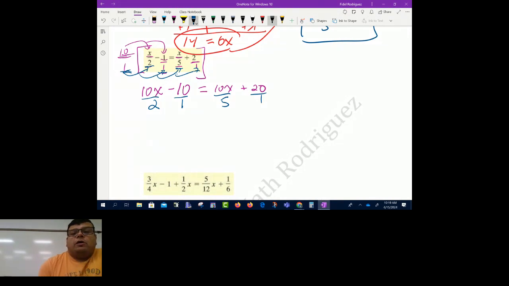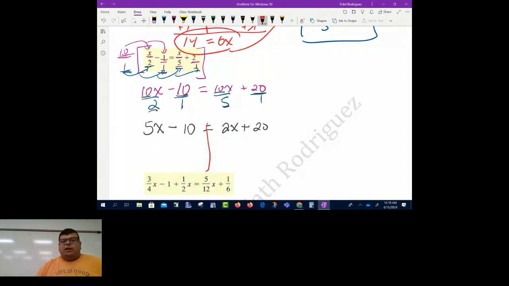Okay. If we did this right, all of our fractions are going to go away. Let's take a look. 10 divided by 2, that's just a 5x. 10 divided by 1, that's just a 10. 10 divided by 5, that's a 2x. And 20 divided by 1 is a 20. Okay. I'm going to go ahead and draw my line going down here. And just like we've been doing before, I'm going to move the smaller x to the bigger x. So I'm going to get rid of this 2x here by minusing it. Let's see. 5 minus 2, 3x minus 10 equals 20.